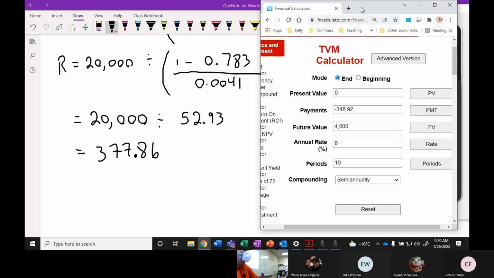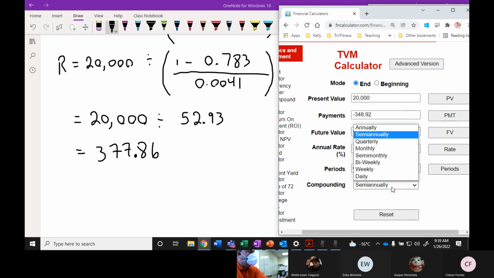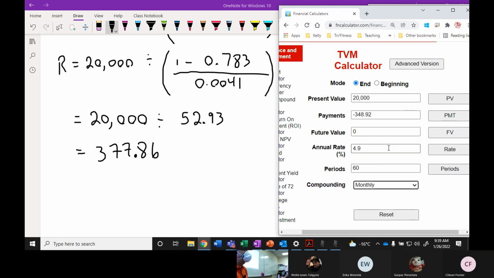So, if I were using my TVM solver here, I would write 20,000 here, as in I owe $20,000. My future value, I want to be 0. I want to have nothing left on my loan. I'm paying 4.9%. My periods is 60, and it's monthly. Does that make sense how I typed it in there? Then I would just solve for my payment. 376.51.